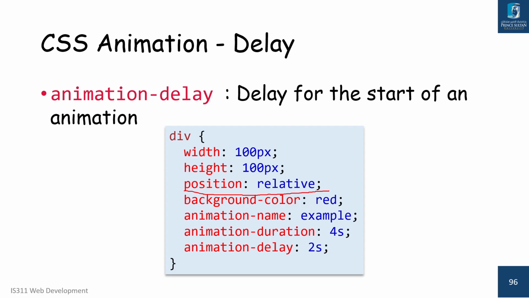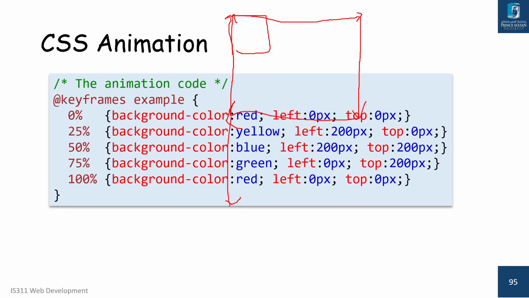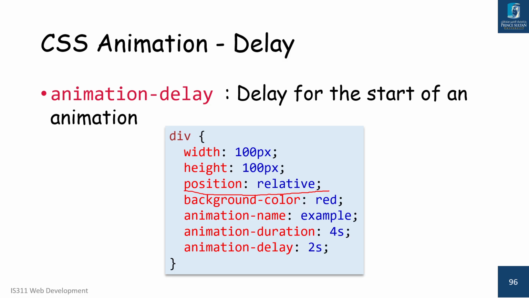So you need to make sure that you put that one if you want to move it around. And then we also have the delay. Delay means, if I just go back here, now we are putting width equal to 100, position relative, which is required if you want to move around, background color red, and then animation name, example, duration 4 seconds, animation delay. So what will happen? When the page loads, it will wait for 2 seconds, then it will start the animation. That is the animation delay.